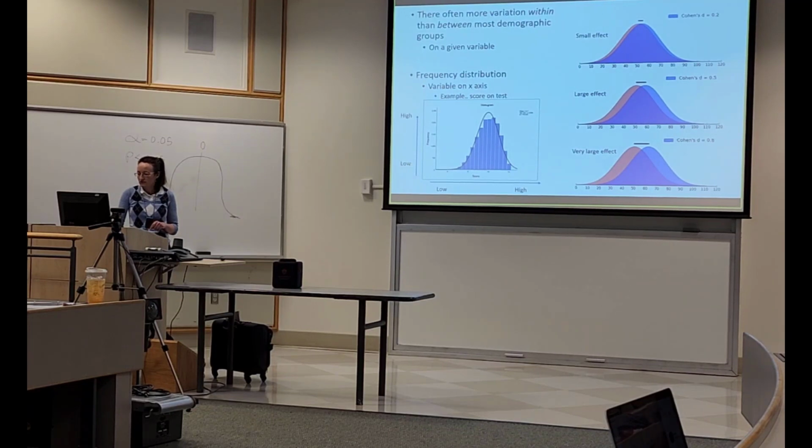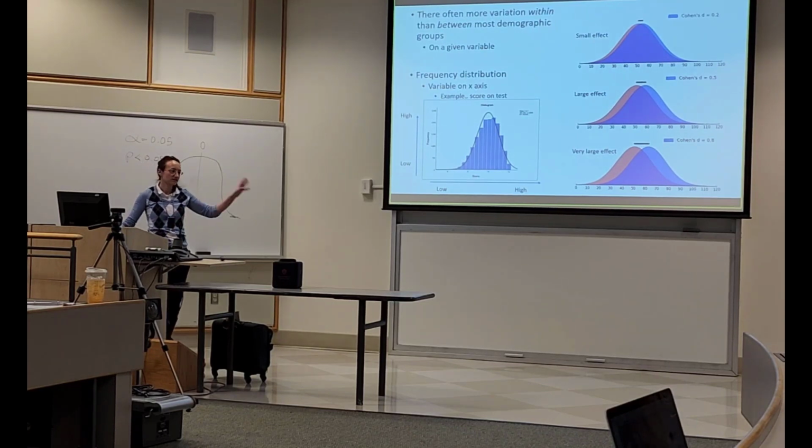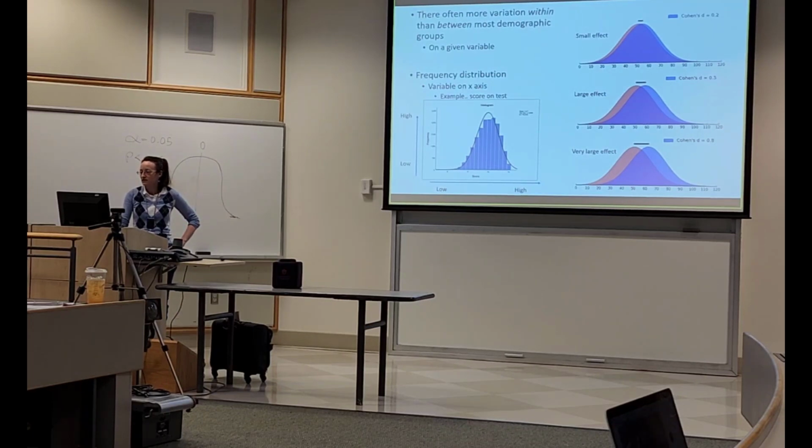When we're comparing demographic groups, like let's say we're comparing men and women, or we're comparing Christians and Muslims, there's generally more variation within than between the groups. So I have a frequency distribution there. It's kind of like your bell curve, and it shows some score. And in the normal distribution, the bell curve, most people fall in the middle. Most people are average, okay?